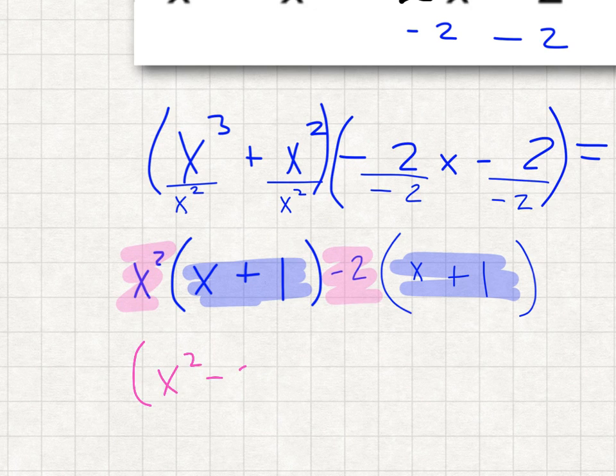X squared minus 2. And then x plus 1. This is our answer.